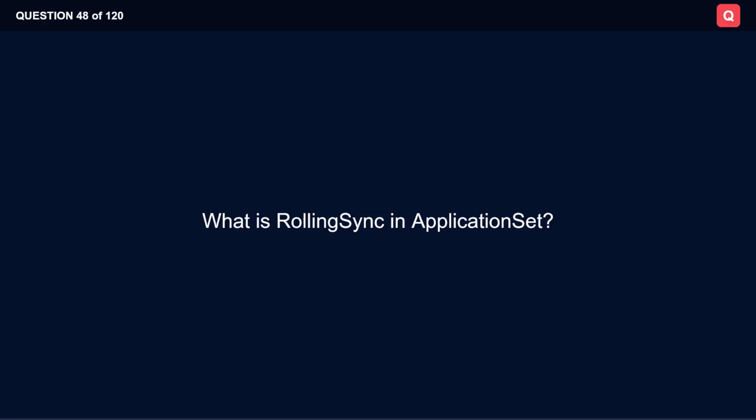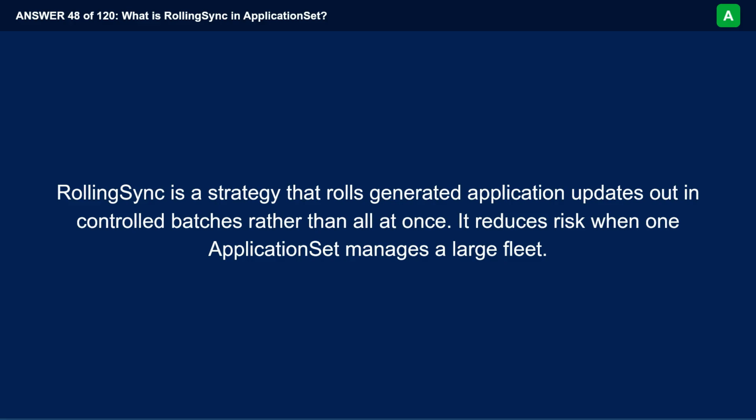What is rolling sync in application set? Rolling sync is a strategy that rolls generated application updates out in controlled batches rather than all at once. It reduces risk when one application set manages a large fleet.